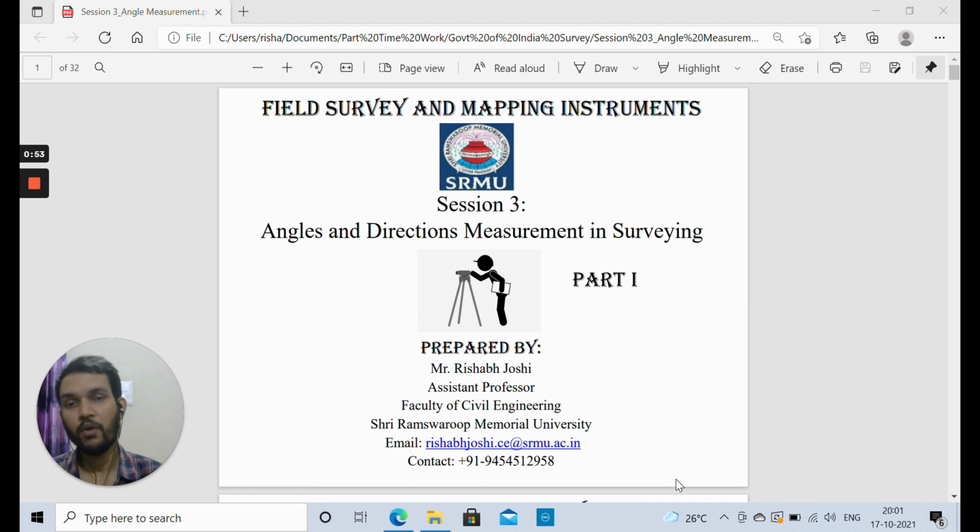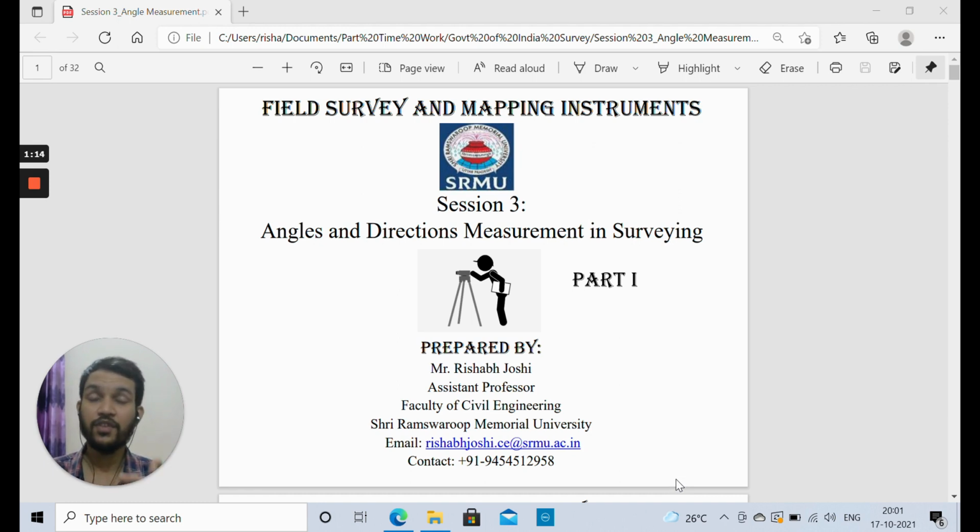When we are talking about direction measurement, the direction of any particular line is mentioned with reference to a certain reference meridian, or you can say a reference axis. Suppose, if we are talking about compass surveying, a compass that we use generally gives us the direction with reference to the northern axis.